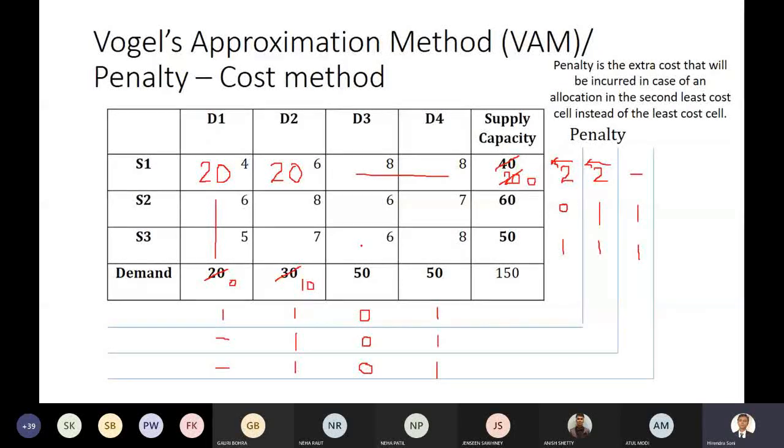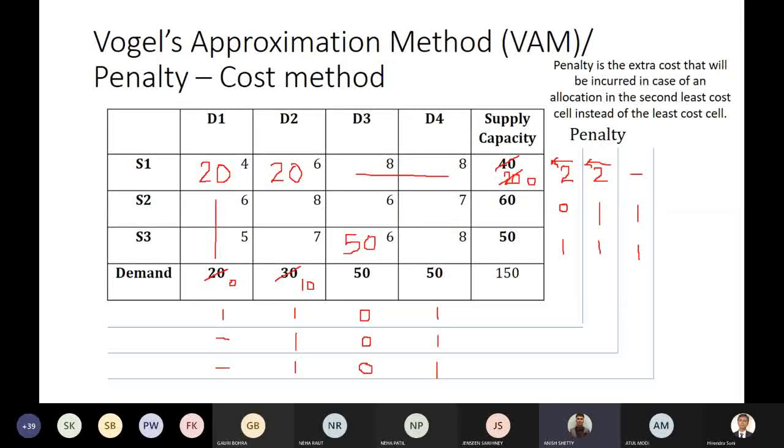So फिर तब हम देखेंगे कि if I make an allocation in this, then no allocation will come here. But if I make an allocation here, तो ये वाला column पूरा exhaust हो जाएगा. Then allocation will come in this cell, which is a higher cost cell. So to avoid that, we decided to make an allocation in this cell. Clear? Is the logic clear? Yes, sir. Any doubts with anybody?